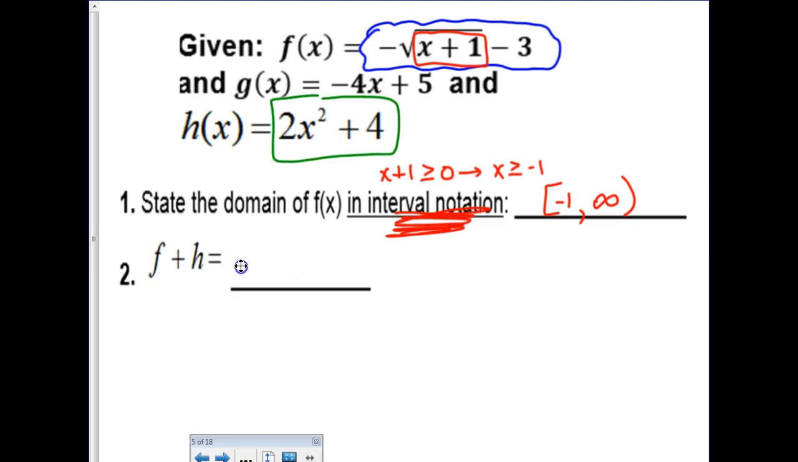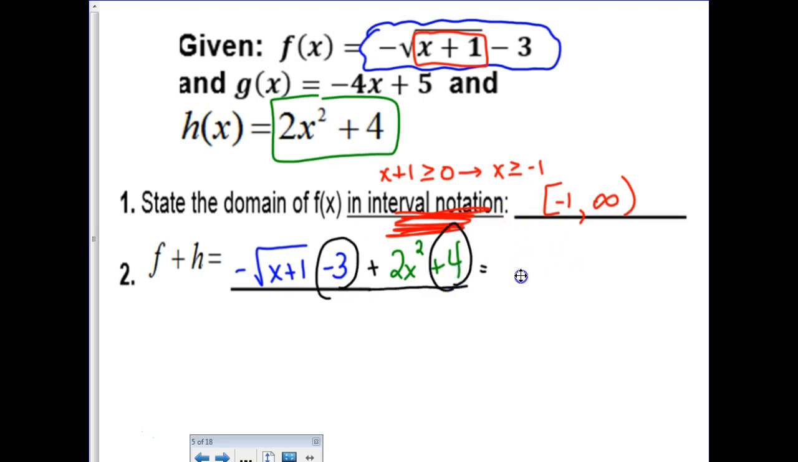F is a very strange function. Negative square root of x plus 1 minus 3. And you're supposed to add that to h, which is 2x squared plus 4. Technically, I'm not going to be happy with that answer because I would expect you guys at the pre-calc level to simplify. So the only thing you're going to have to do, guys, is combine these constants together.